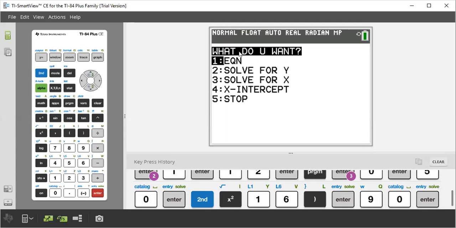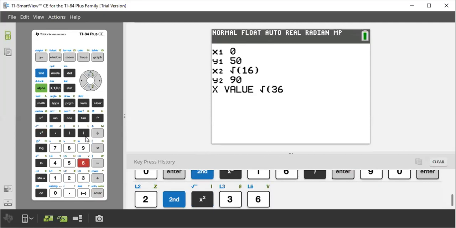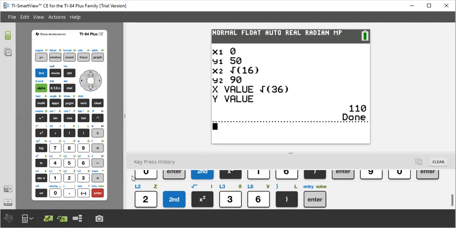Now this is asking, what do you want me to solve for? We're trying to find the charge, the Y value, given that the amount of time we spent was 36 minutes. So we're going to choose option 2 and solve for Y. It's prompting us for X, so we put in the square root of 36, and press enter. It tells us that the Y value is $110. That's how much we would have to pay for 36 minutes.